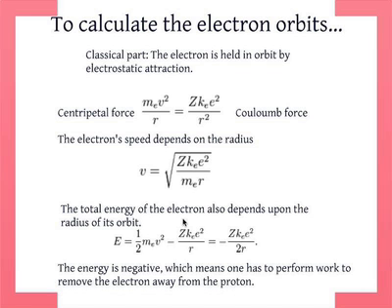Yes? Sorry, I missed that. What is Z again? Z is the atomic number. In hydrogen, it's 1, so you can just set it to 1. It's the number of protons, the number of charges essentially.